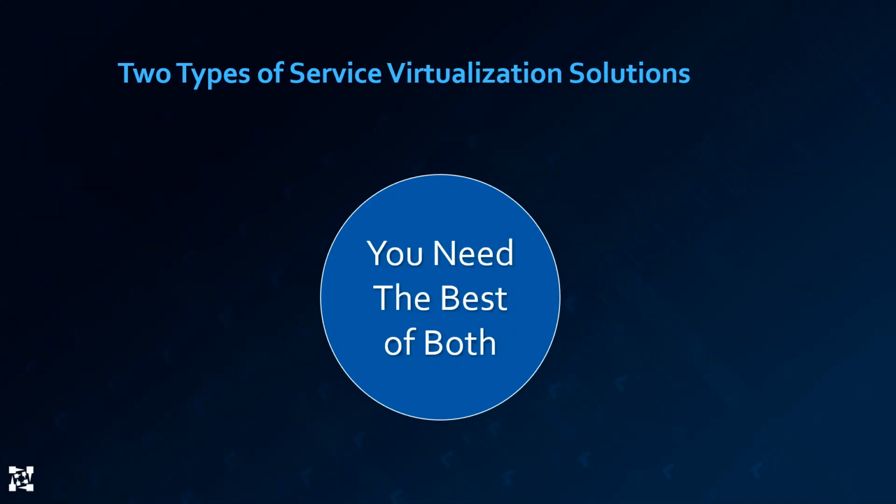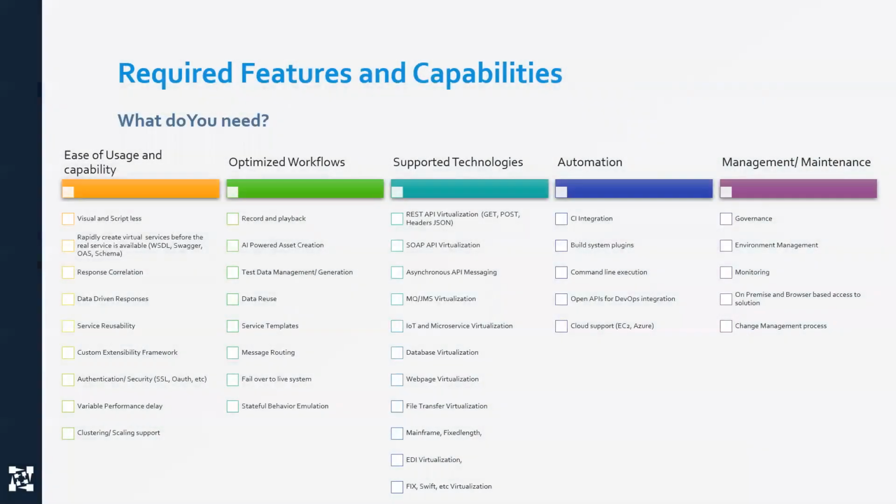And so I think that a good way to look at this is to break it down to the different features and capabilities that exist in service virtualization solutions. I break this down into these 5 categories of ease of use and capability. Those features that allow an organization to easily pick up service virtualization and rapidly integrate it into a part of the development and testing process without too much disruption, without too much ramp up.